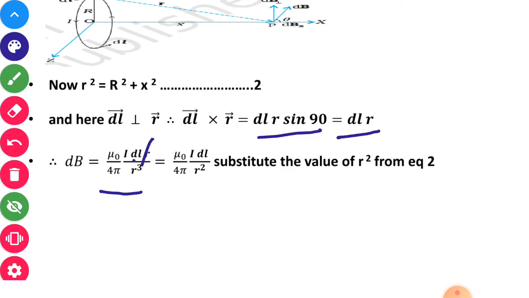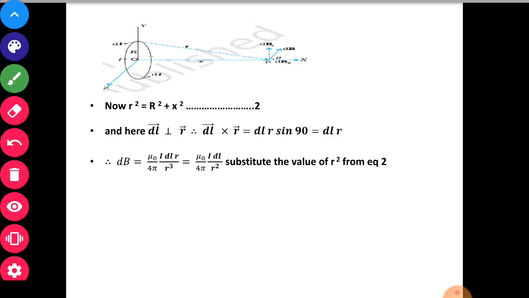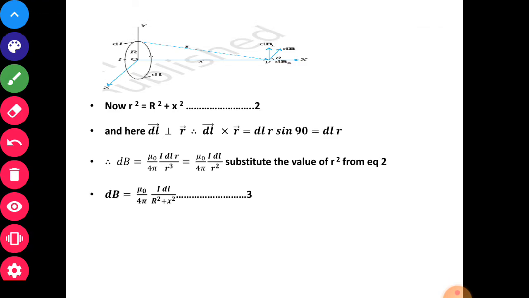So one r will be cancelled out and the simplification becomes mu 0 upon 4 pi I dl upon r square. Now substitute the value of r square. R square we are having capital R square plus x square. Instead of this small r square we can write this. So the next equation can be easily written.